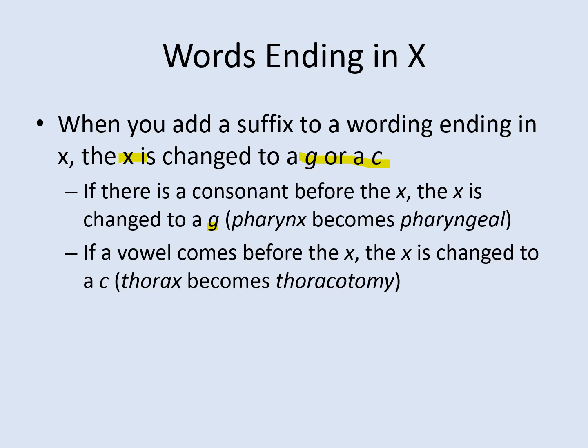So we have in this case a pharynx in the throat. And rather than keeping that X, we add the G right here and then the suffix. Instead of pharynxeal, it becomes pharyngeal. If a vowel comes before, the X is changed to a C.